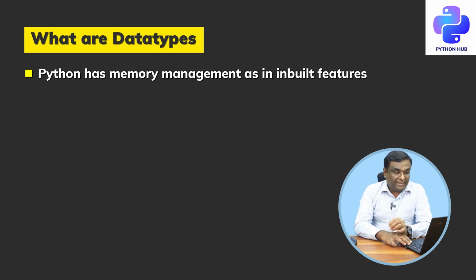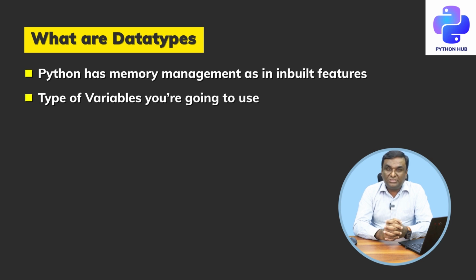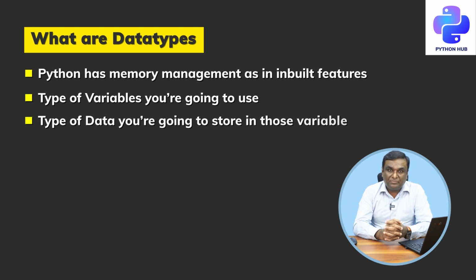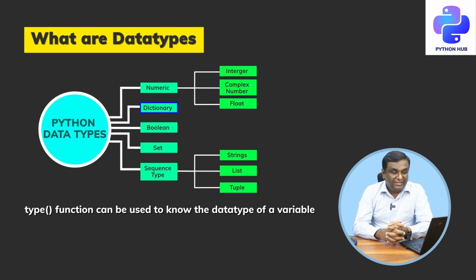So if you look at the data types, there are multiple data types that exist. In simple terms, a data type is nothing but the type of variable that you are going to use, the type of data that you are going to store in those variables. It can be numeric. When I say numeric, it can be integer, it can be a complex number, it can be a float. Same way, dictionary, Boolean, set, sequence type. These are all the different data types that exist.